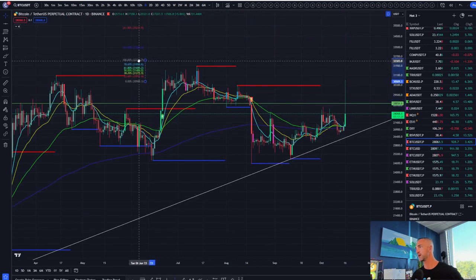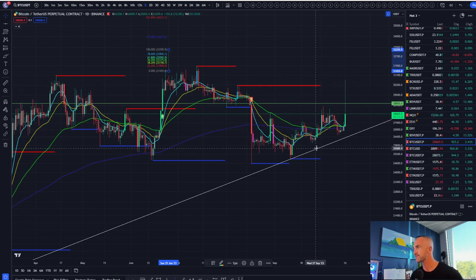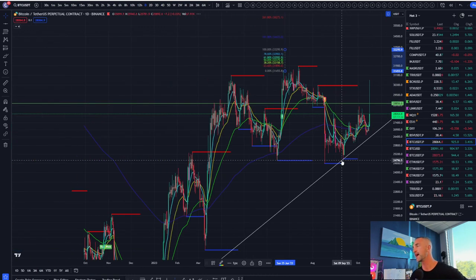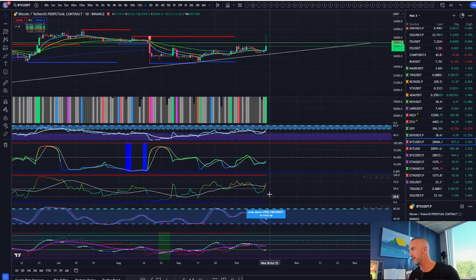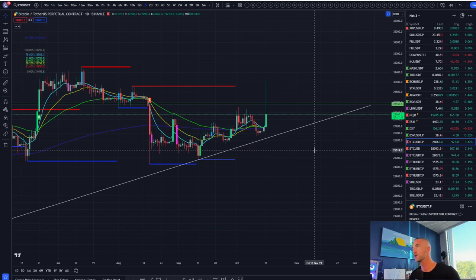when you get these big nasty wicks like this, we wanted to see that really happen to the downside for this to be bullish, in my opinion. Now, if Bitcoin fails to move momentum back to the upside, which it will today, above 27.99. So if we close below 27.99, not going to be good for the bulls at all.